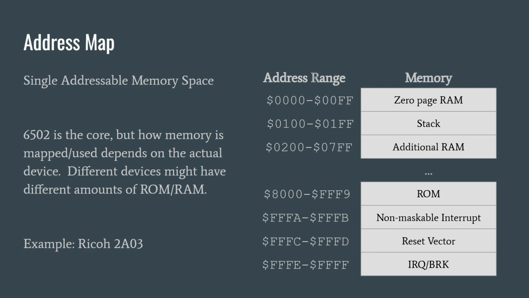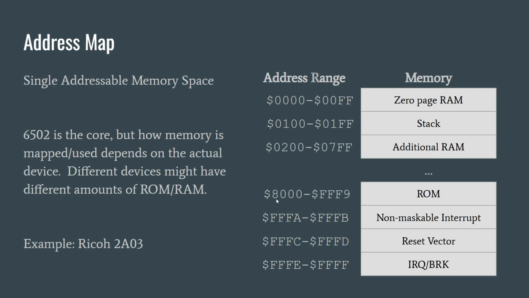The chunk of memory that's important for us today is the stack. The stack is a chunk of RAM that's located between 100 and 1FF hex. That's here. And then there's additional RAM that's after the stack, from 200 hex to 7FF hex, depending on the device. And that's for any additional variables that don't fit in the 0 page RAM.